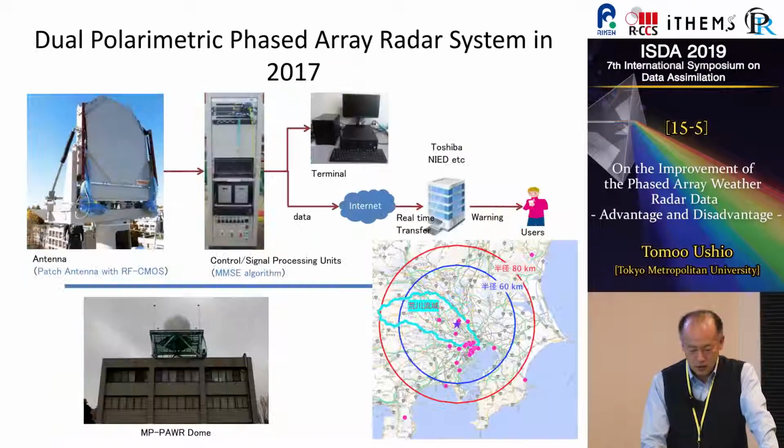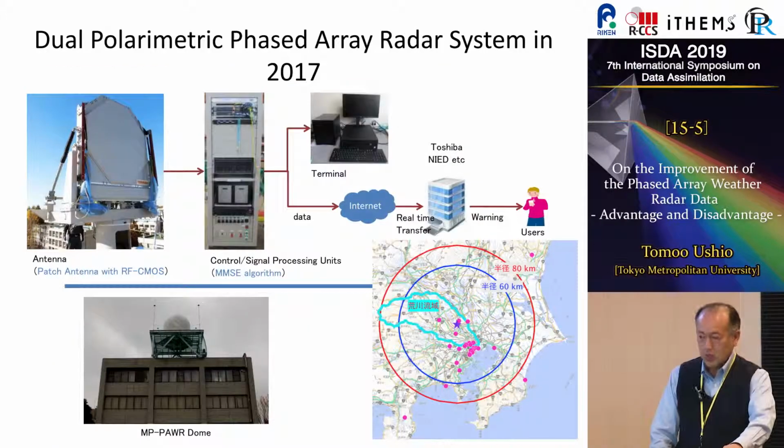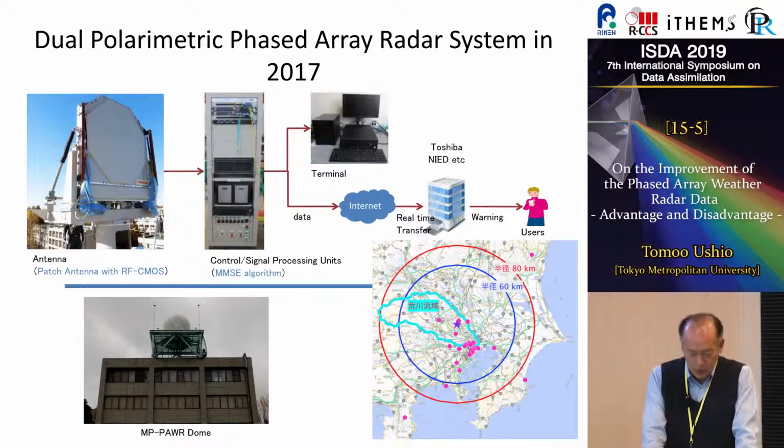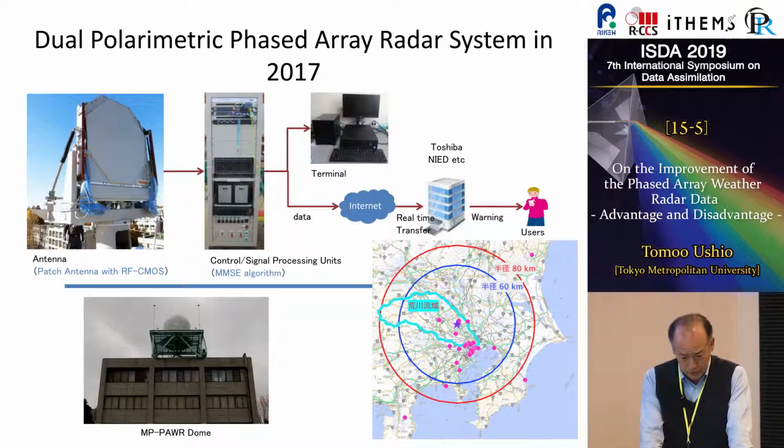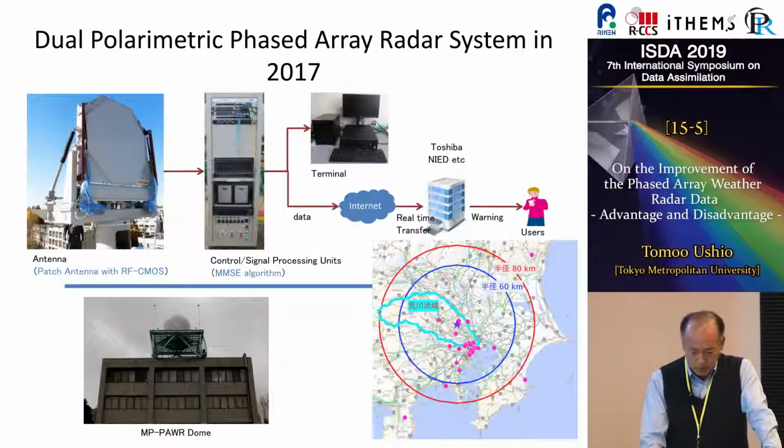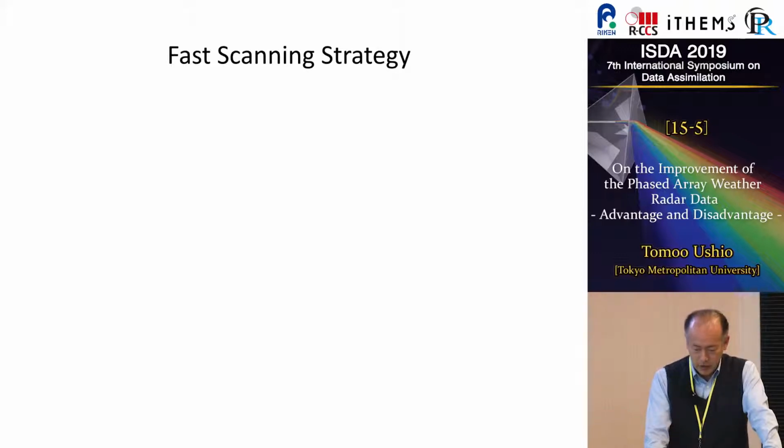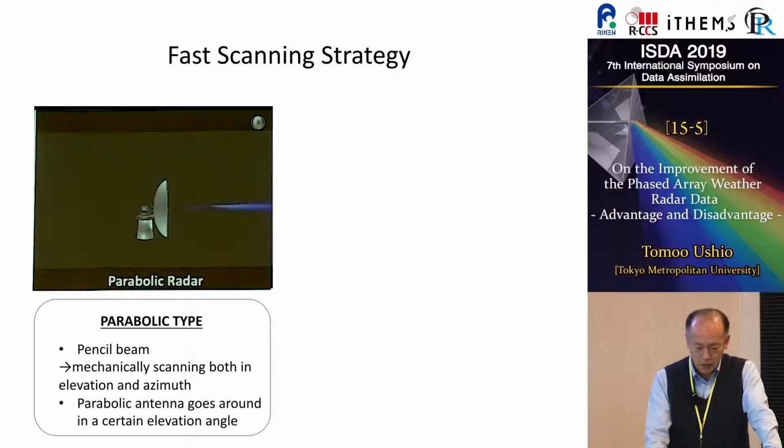After that, in 2017, two years ago, we developed a dual polarimetric phased array radar system and installed that system in the Tokyo metropolitan area to demonstrate at the Tokyo Olympic Games next year. In both radar systems, we make use of a digital beamforming technique.